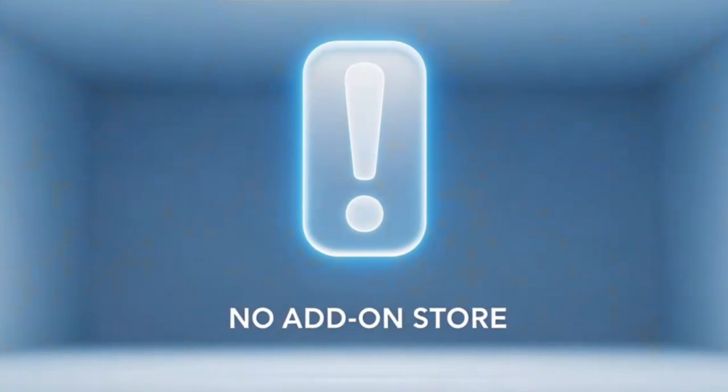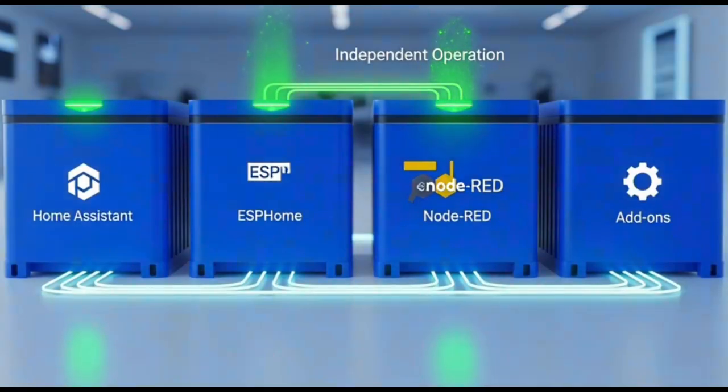The container version you're installing, unlike the official HAOS, does not include the built-in add-on store. What does this mean? Let's objectively look at the pros and cons. The downside is that official add-ons like ESPHome or Node-RED can't be installed with one click. You'll need to deploy and manage them as separate Docker containers, just like we're doing now.